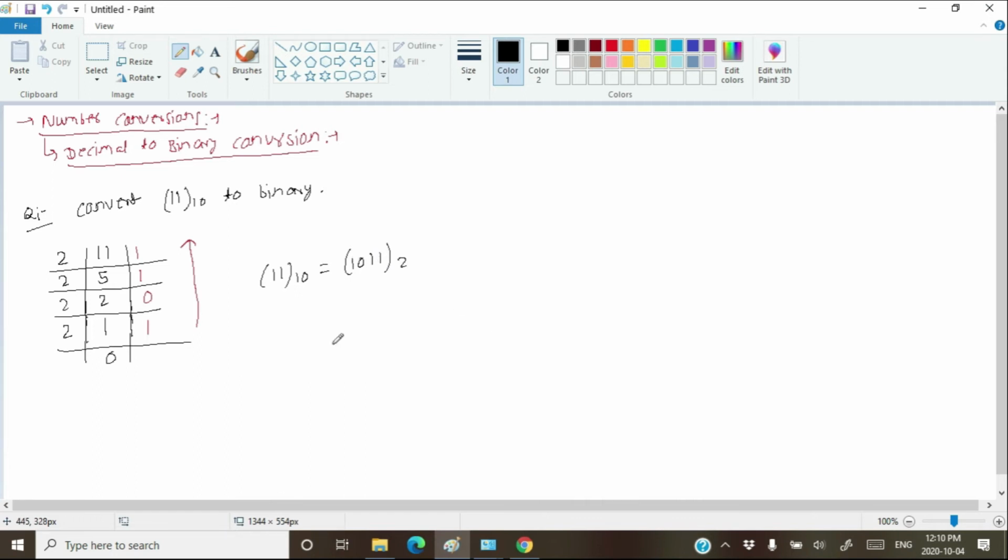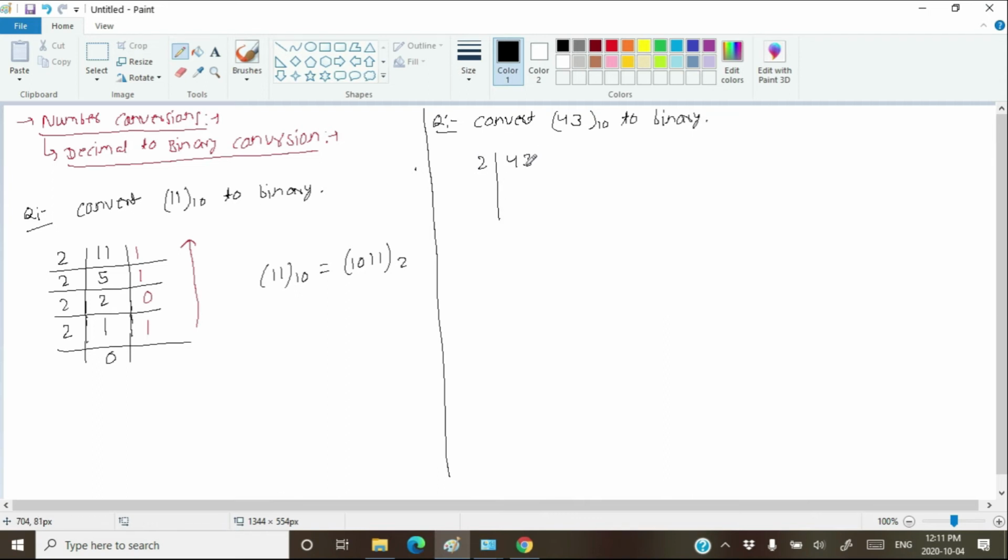Okay, let's see another example. We have to find the binary of 43. Convert 43 to binary. Now tell me how we can do this. Just do the repeated division method.